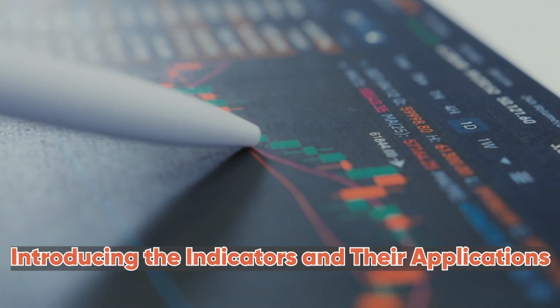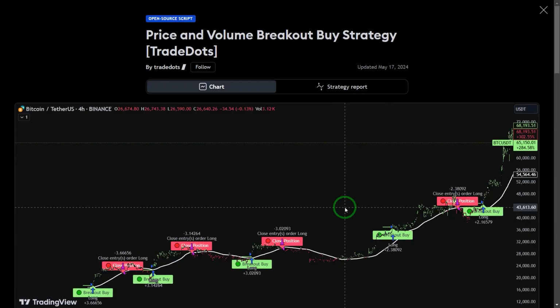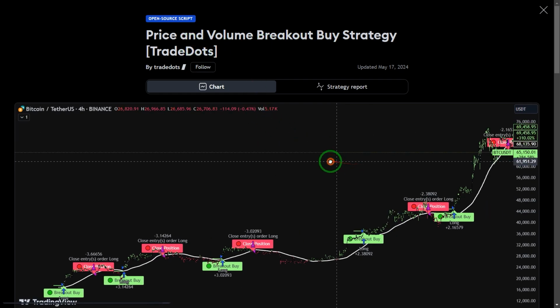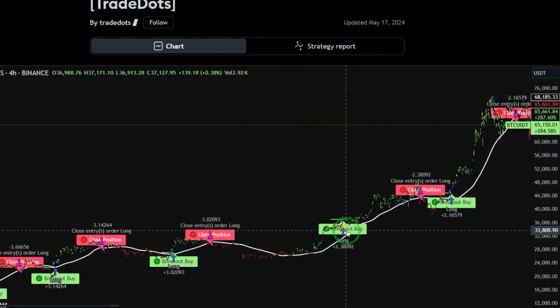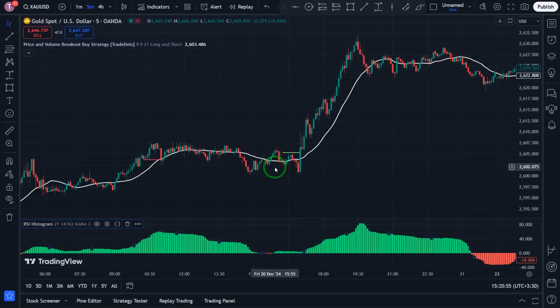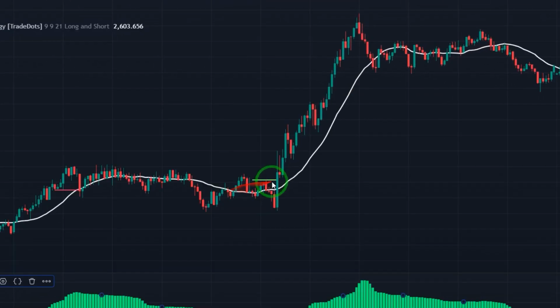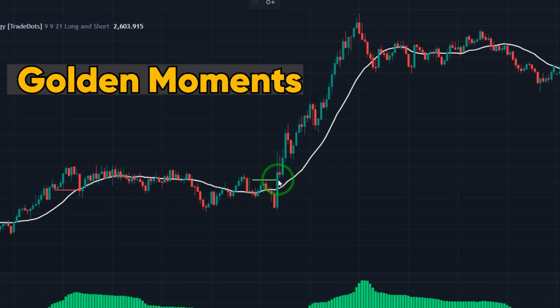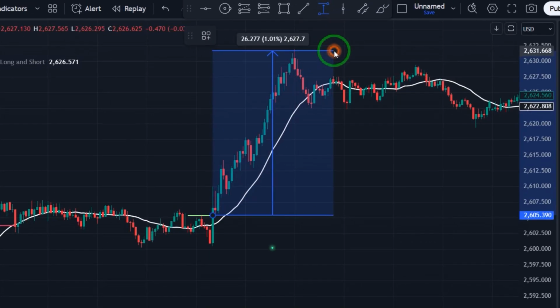Introducing the indicators and their applications. 1. Price and volume breakout bias strategy indicator. This indicator is one of the powerful tools for identifying ideal buy and sell points in the market. Main function: detecting price breakouts accompanied by increased trading volume. When the price reaches a new range and trading volume increases, it indicates strong demand in the market. This indicator helps you identify these golden moments and take advantage of price fluctuations.